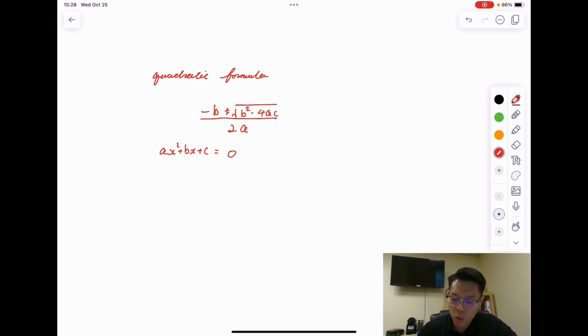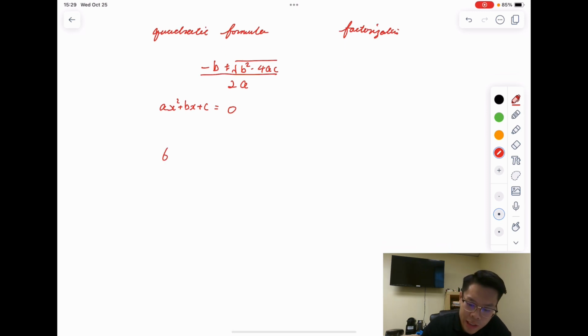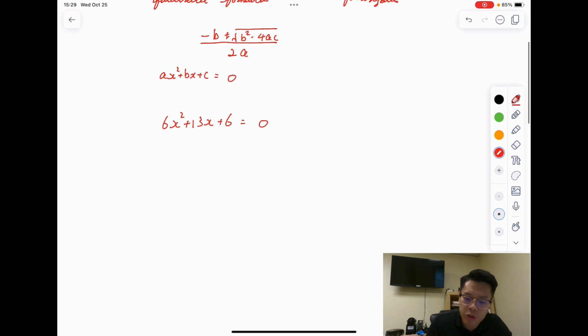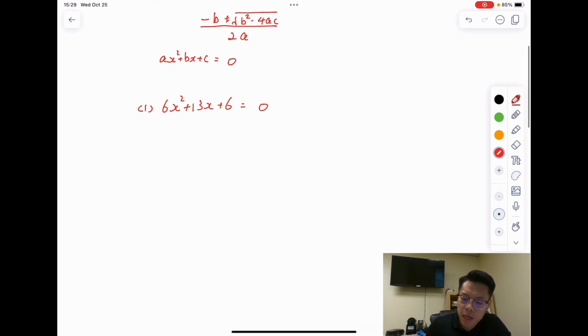Okay, then we're going to use factorization. The factorization is pretty straightforward. You're using the different coefficients to combine the coefficients over there. So the first question that we're dealing with is 6x squared plus 13x plus 6, which is equal to 0. If we're using the quadratic formula to do this question, it's pretty straightforward.